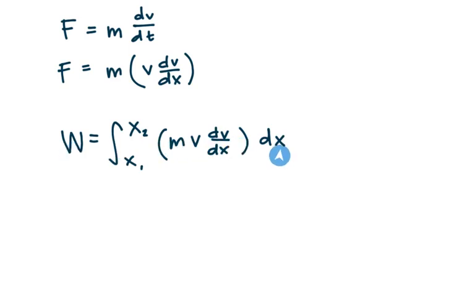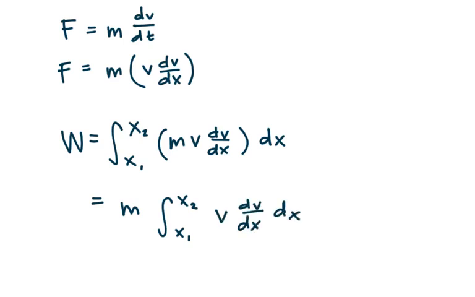Now, we want to pay attention here. We're integrating with respect to x. So mass, that's going to be a constant. I can factor that out in front. And I've got the integral from x sub 1 to x sub 2 of v dv/dx dx.